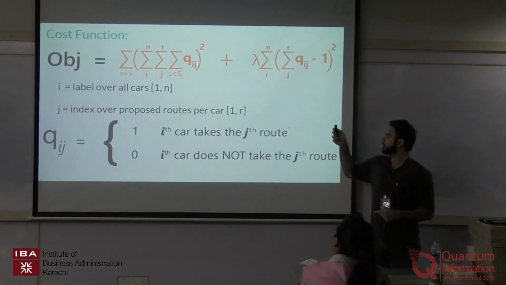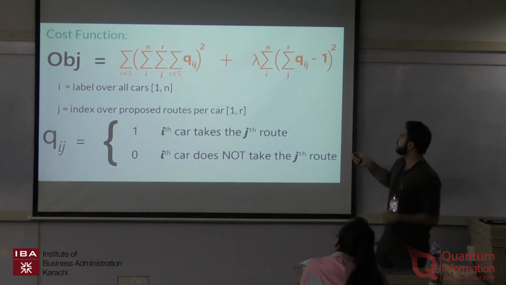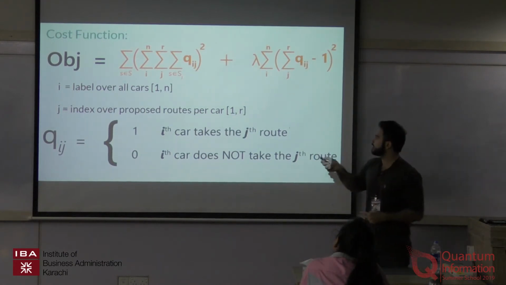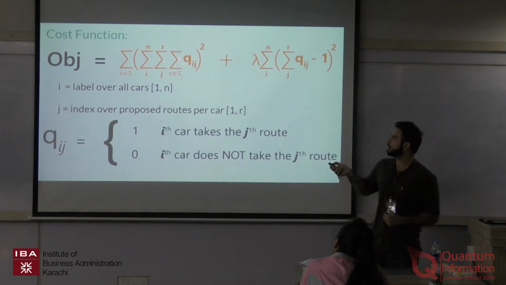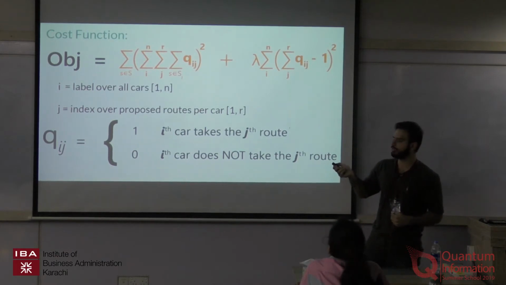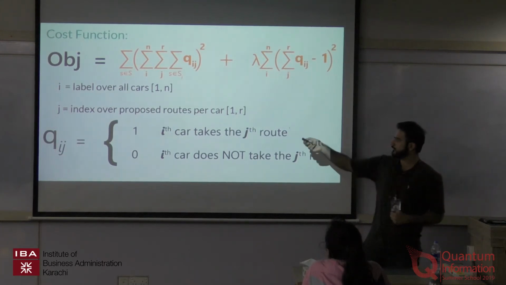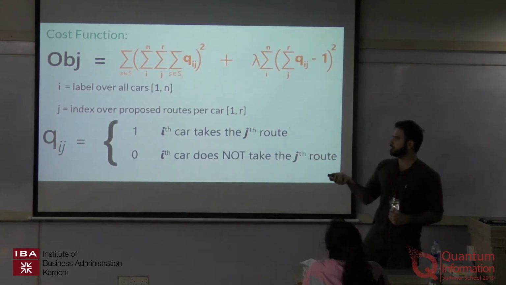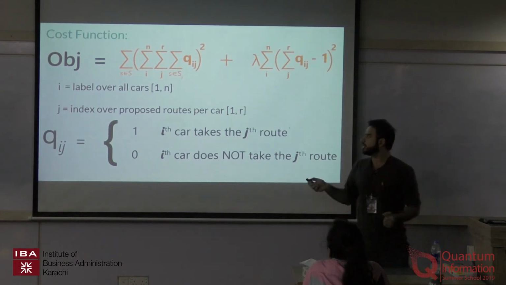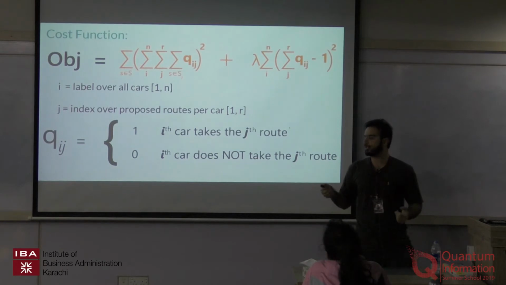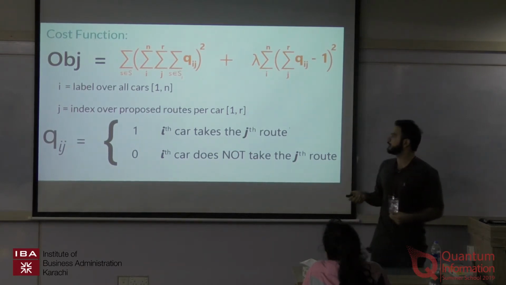The cost function for this problem is this. It looks a bit complicated, but it's pretty simple. You have to have a binary variable for each problem, so in this case it's Qij. The index over cars is i, and the index over routes is j. If Qij is 1, that means the ith car takes the jth route, and 0 if the ith car does not take the jth route.